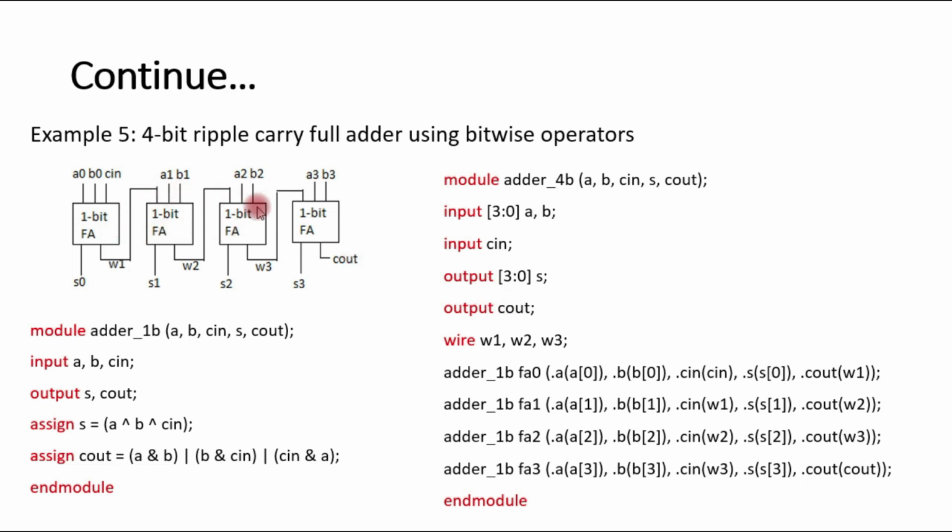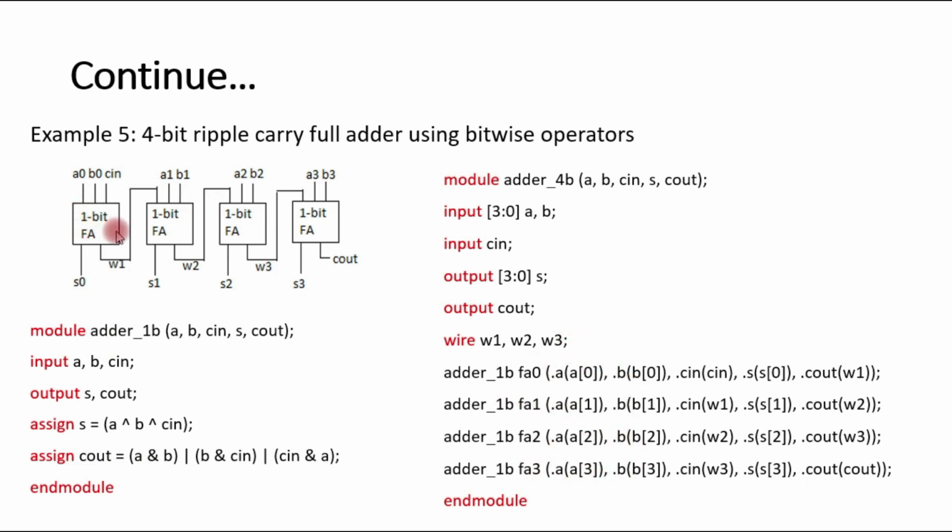So in case of the 4-bit ripple carry full adder, there are 3 intermediate terminals, and these are W1, W2 and W3, and these 3 intermediate terminals should be continuously driven signals. So here we are declaring W1, W2, W3 as a wire. We are using the instantiation process and port mapping. So we are calling adder_1b, that is the same module name here, adder_1b. So we are calling this 1-bit program in our 4-bit ripple carry full adder program.